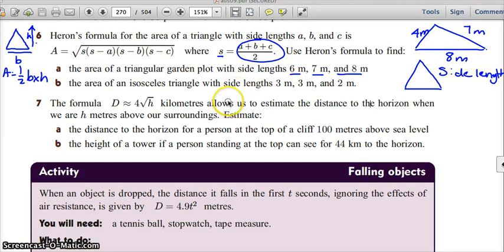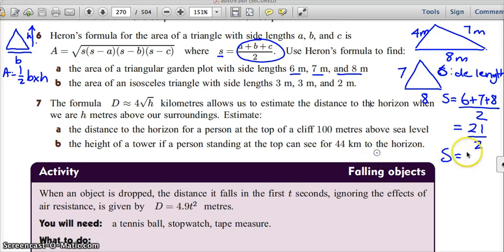Alright, so with this, we've got 6, 7 and 8. S therefore is 6 plus 7 plus 8 divided by 2, and that'll give us S. Doesn't matter what S is, it's just S. We're trying to find S. When we add 6 to 7 to 8, we get 6, 14, 21. Divided by 2, S there equals 10.5.